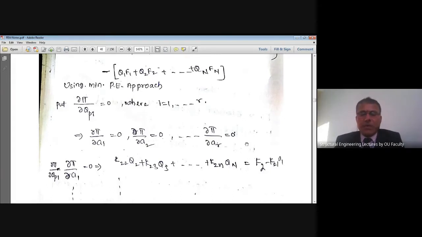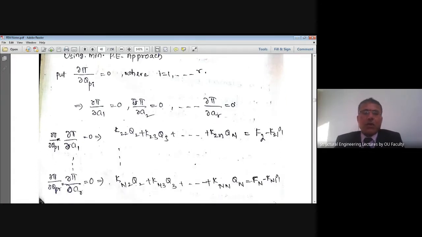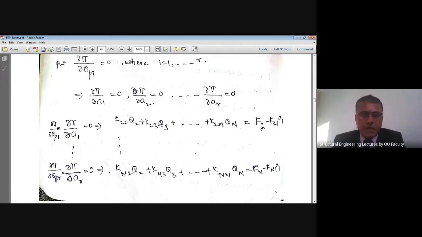Meaning R plus 1 depends maybe on A1 or A2 up to AR, or R plus 2 depends upon A1, A2, up to AR. They are what we call dependent constants, right? Once I calculate these independent constants, then I can have relations for the other R plus 1 to N constants in terms of these independent constants, right?